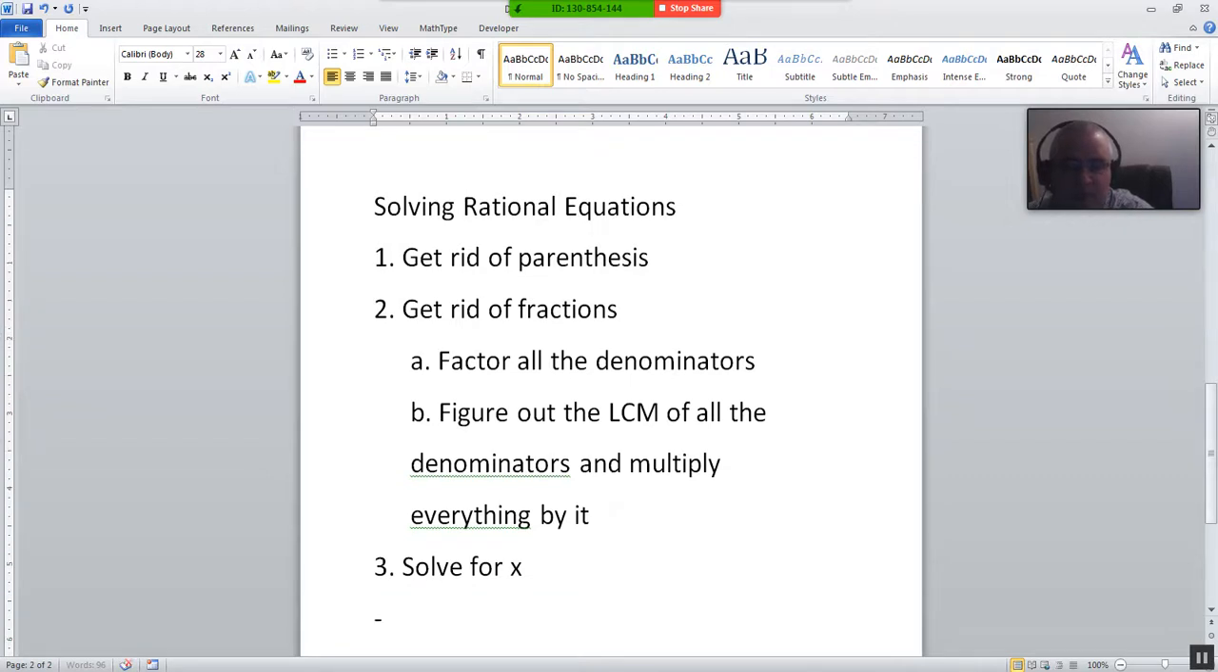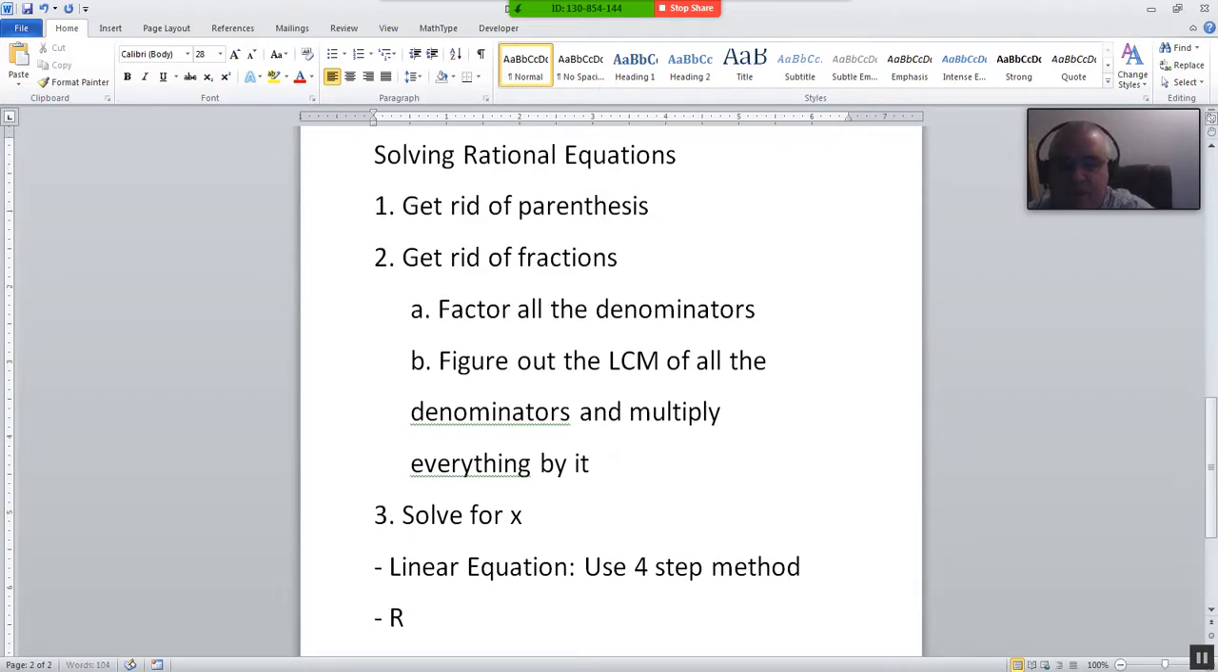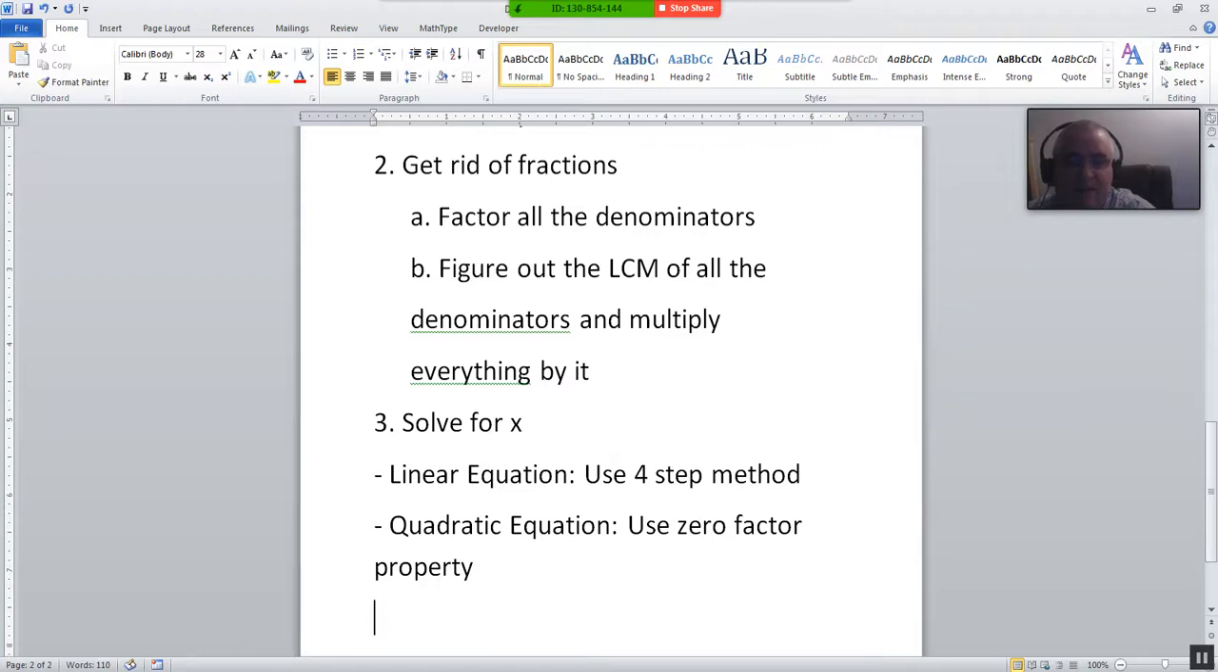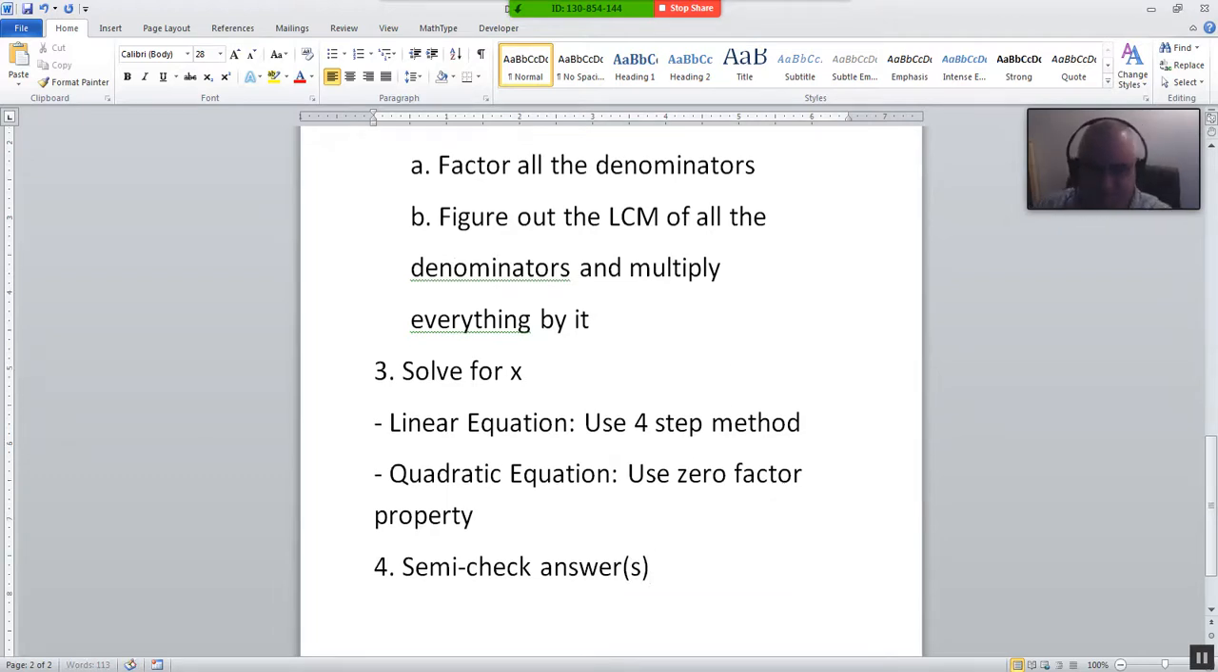At this point, it'll either be a linear equation, and if it is, you use the 4-step method we just covered, or it'll be a quadratic equation, and you use zero factor property, which we haven't talked about yet. And then step 4 is to semi-check your answer. And we'll talk about, well, what in the world does that mean? Why not fully check it?